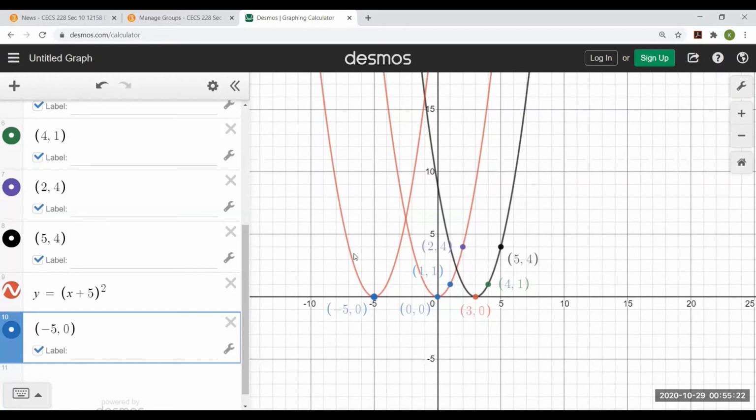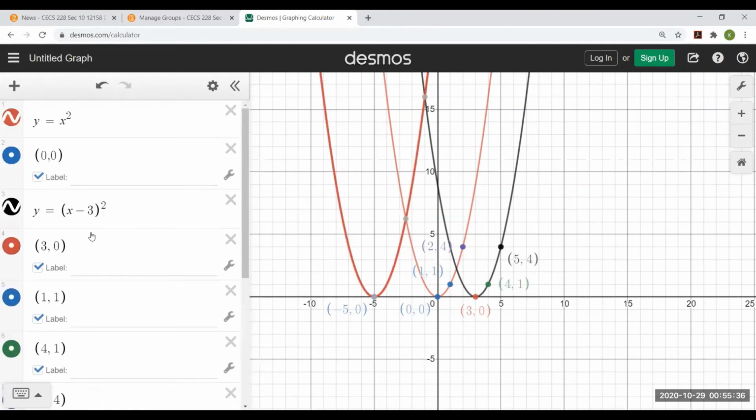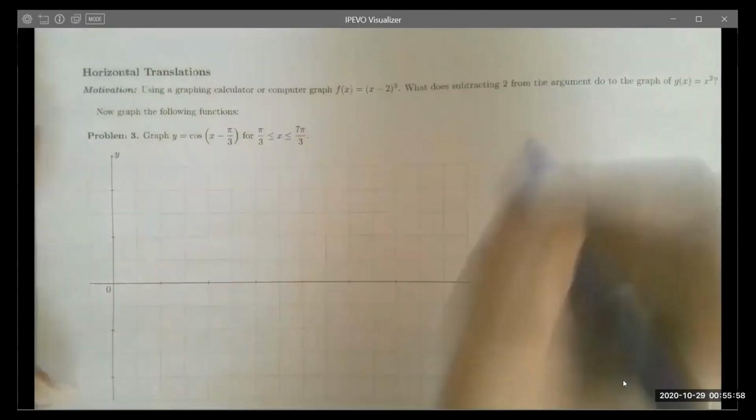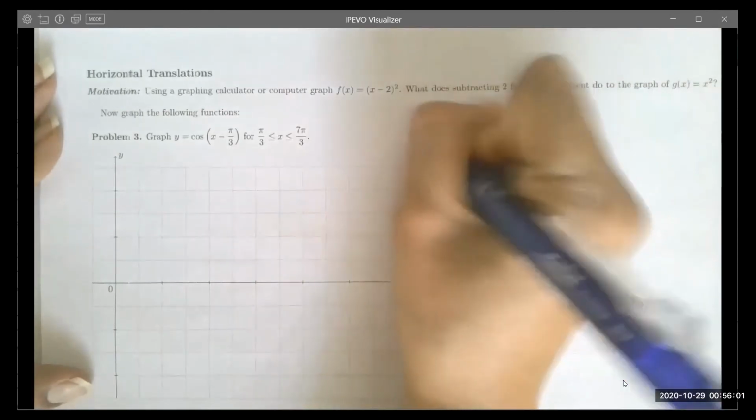Again, this is not going to be unique behavior to just parabolas. This is true in general about any graph. If you take the argument and you add some type of constant or you subtract a constant, it's going to shift the graph left or right relative to not subtracting any constant from the argument. Okay, so let's take a look at page 4 for an example with cosine. And so again, I'm going to go through and give you some guidelines.